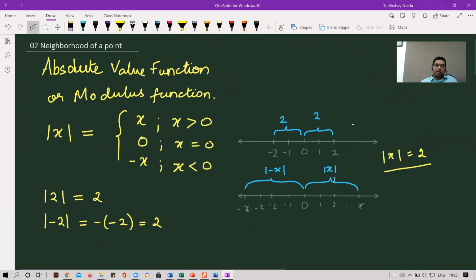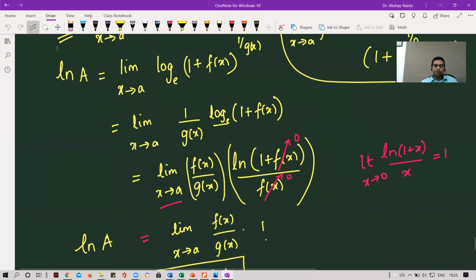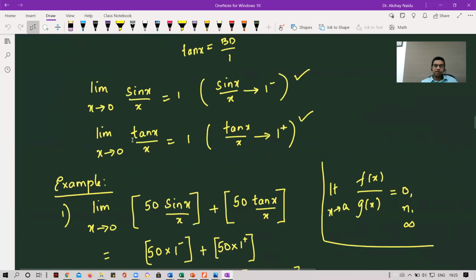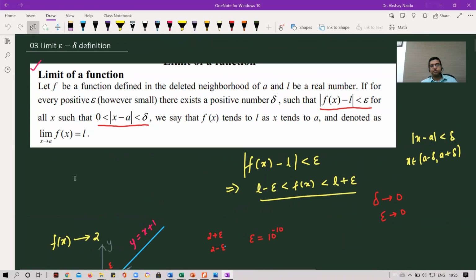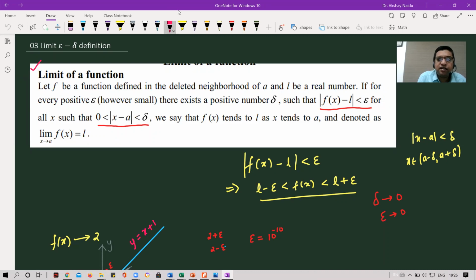Now I don't know whether in your schools this definition of limit was taught. This is called the epsilon delta definition of limit. And what it says is simple. Once you understand this language, it is very simple. Without understanding the language, we'll keep scratching the head. What does all this mean? So I'm explaining it again.